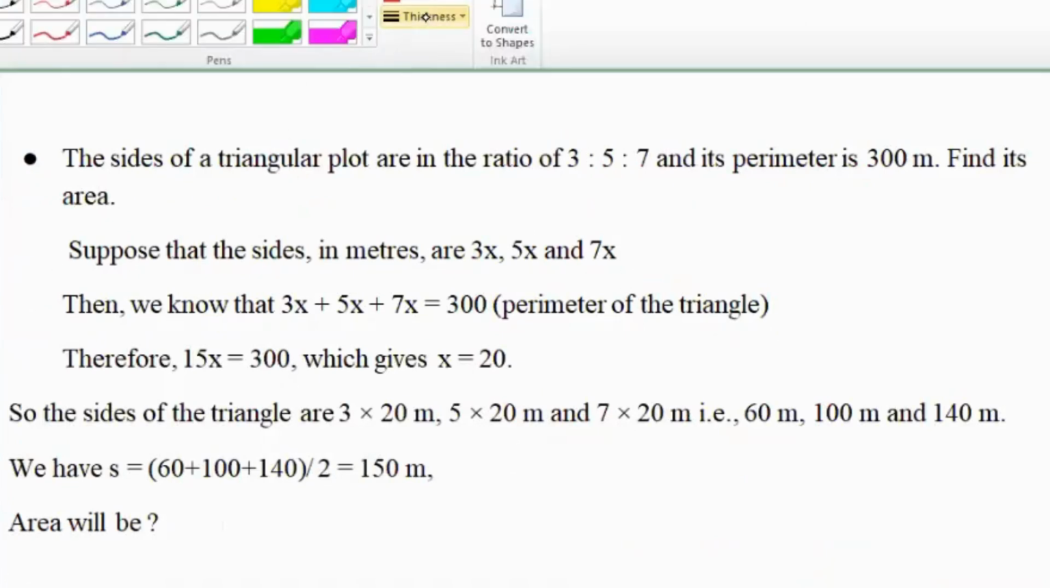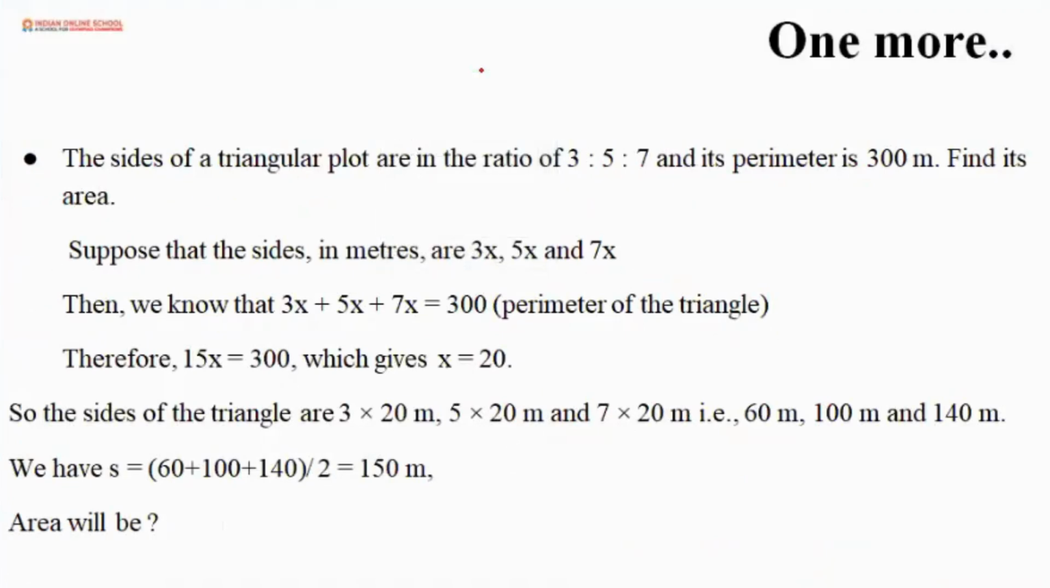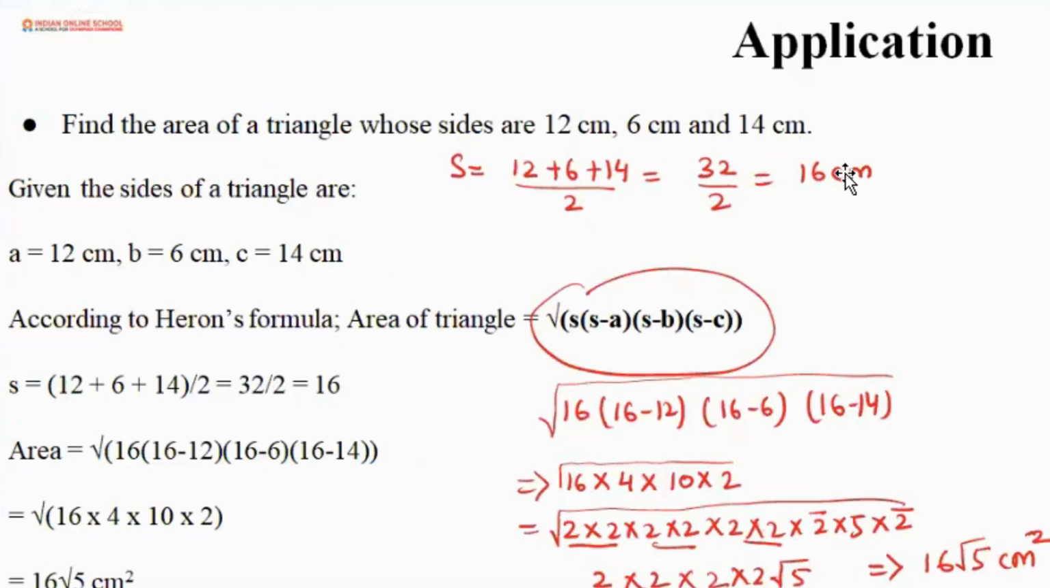In this question, this is a little different pattern. Here we have a triangular plot whose sides are given to us in the ratio 3:5:7. And the perimeter is also given to us, correct? So first we are supposed to find the sides. And how can we find the sides? Pritesh, tell me, how can we find the sides if the ratio is given to us?